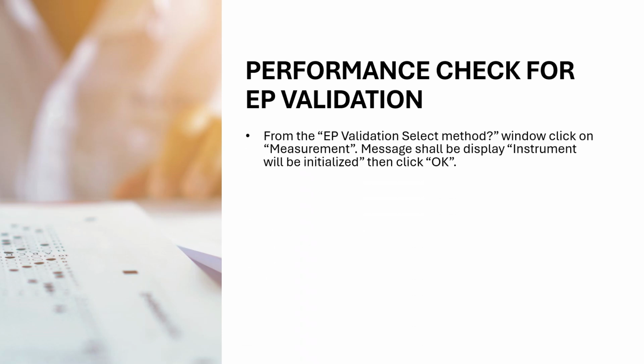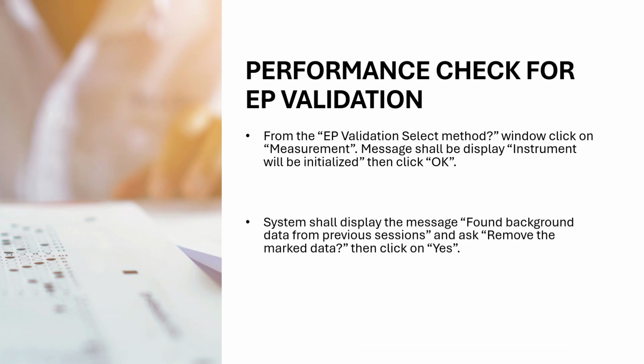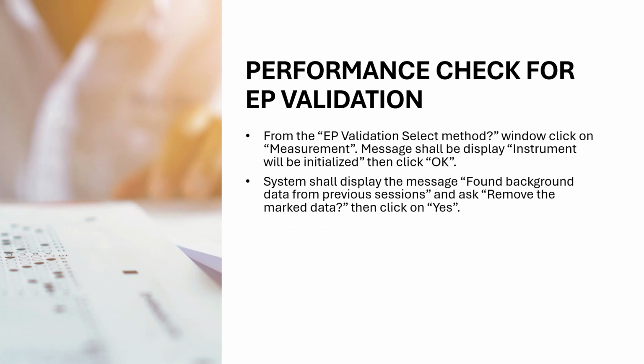And after that, from the EP validation select method window click on the measurement option, right? Once you click on the measurement option, there will be a message that the instrument will be initialized. Once you receive this message, click on OK, and then the system shall display the message: found background data from previous session and ask to remove marked data. You have to click on the yes option, right?